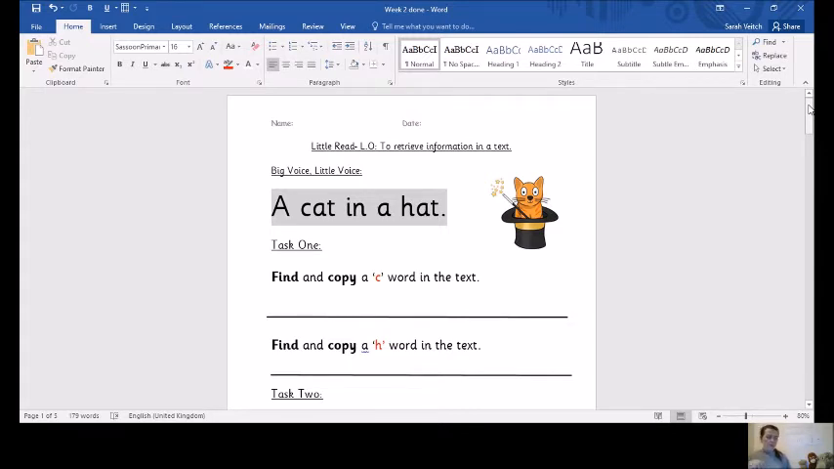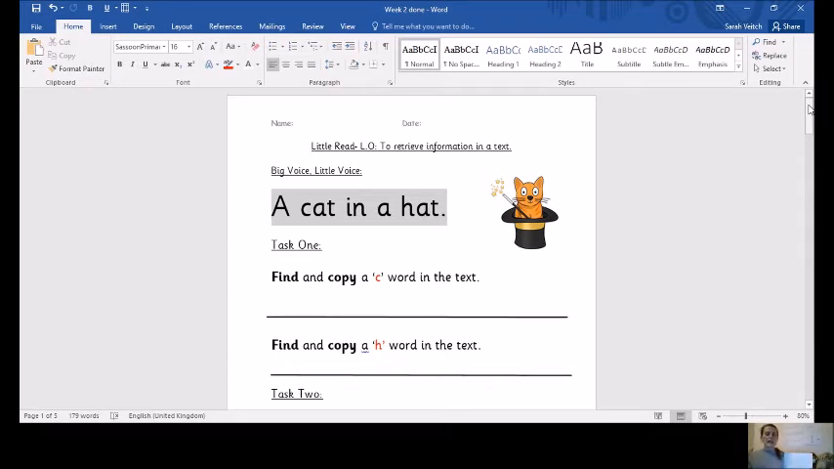Now, if we were together and you had this sheet in front of you, I would ask you to find the K phoneme and circle it for me. When you find it, see if you can point to it on the screen and show your families that you can find it. But for me, I'm going to say the piece of text and I want you to see if you can hear a K sound. Are you ready?